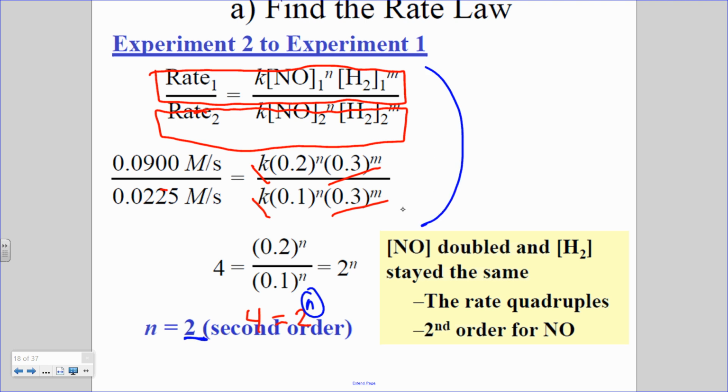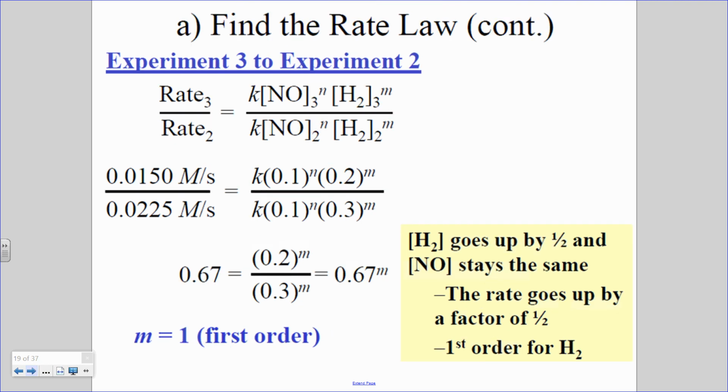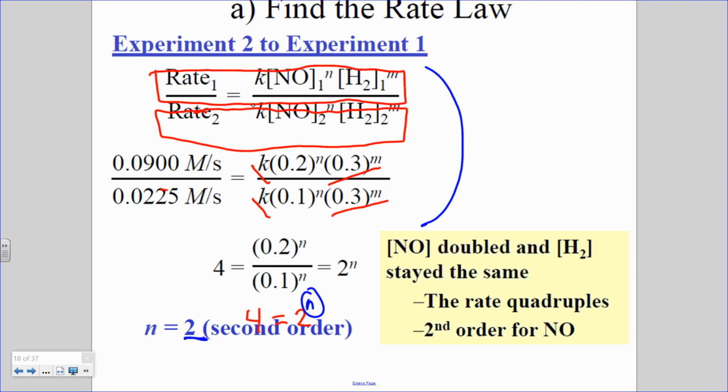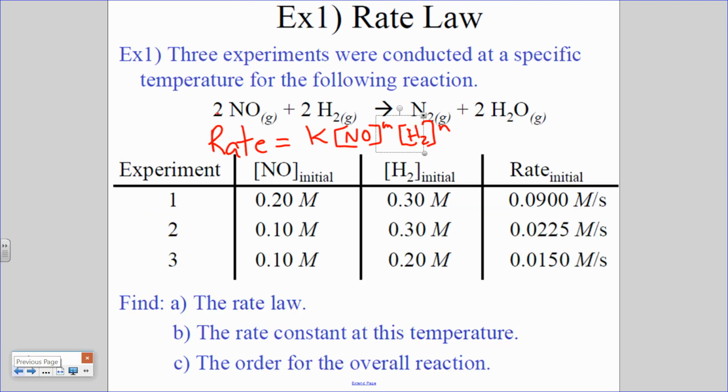We'll also look at table logic and look at it from a table standpoint. And I'll probably do that in class. Now, to do the next one, you look at experiment number 2 and number 3. So what we did in this first one, comparing experiment 1 and 2, we had one reactant where the concentration changed, and the other reactant stayed the same. Now we need to do that again, but we need to figure out what is the little exponent right here. I don't know what this one is.